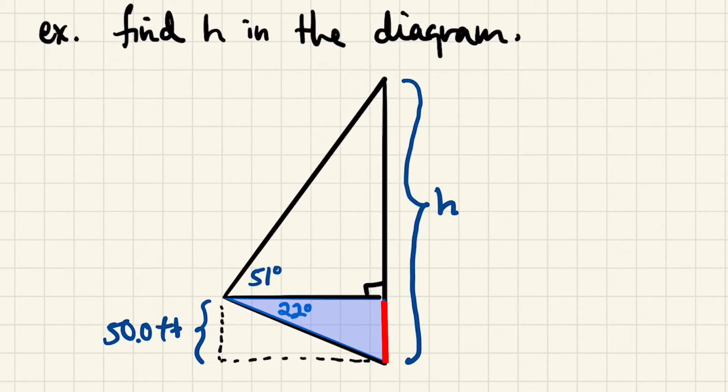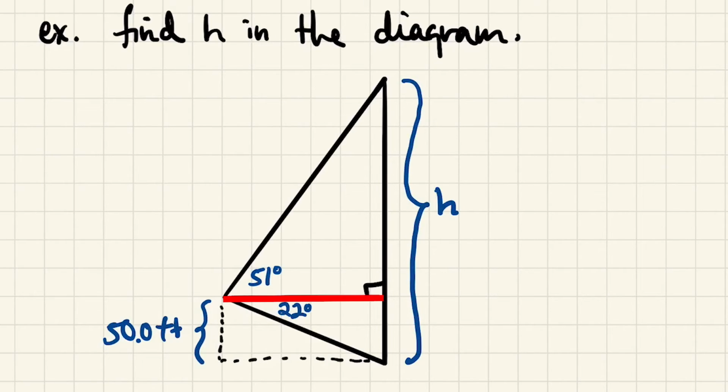Now notice that 50 feet is the opposite side to 22 degrees, which means we could use the tangent function to find the adjacent side to 22 degrees, which is this side right here. Now that we know that side, which is shared in the triangle above, we can use the tangent function to find the opposite side of 51 degrees, using the adjacent side that we worked out a minute ago. Once we have this opposite side of 51 degrees, h is just that plus 50. So we're done. So that's our plan.